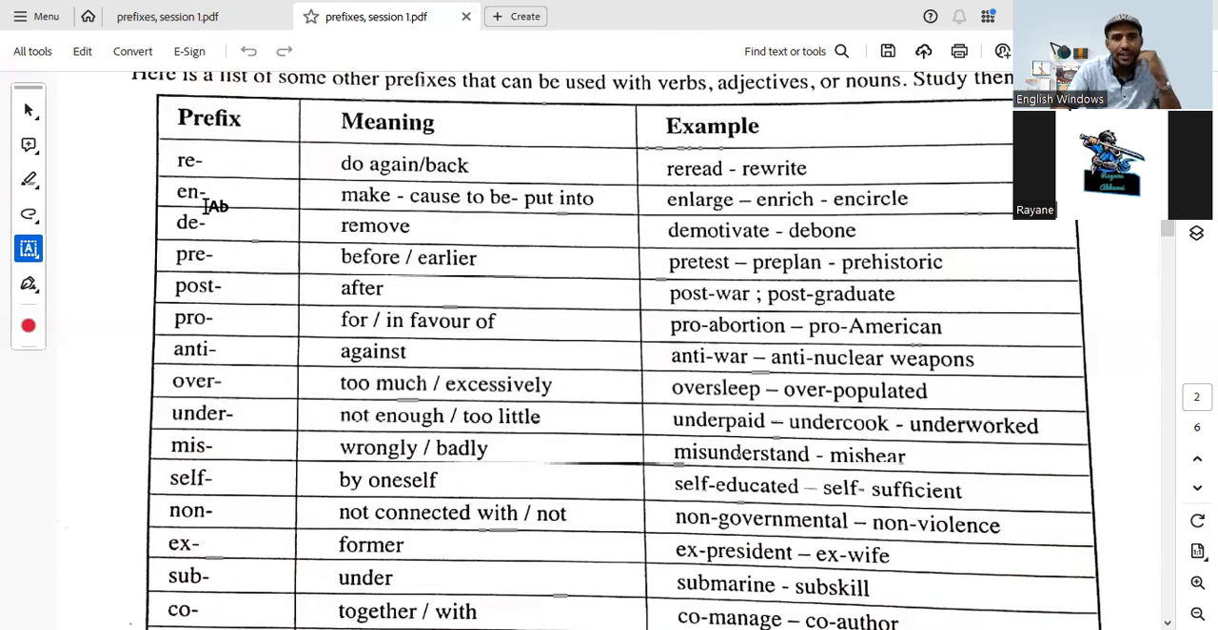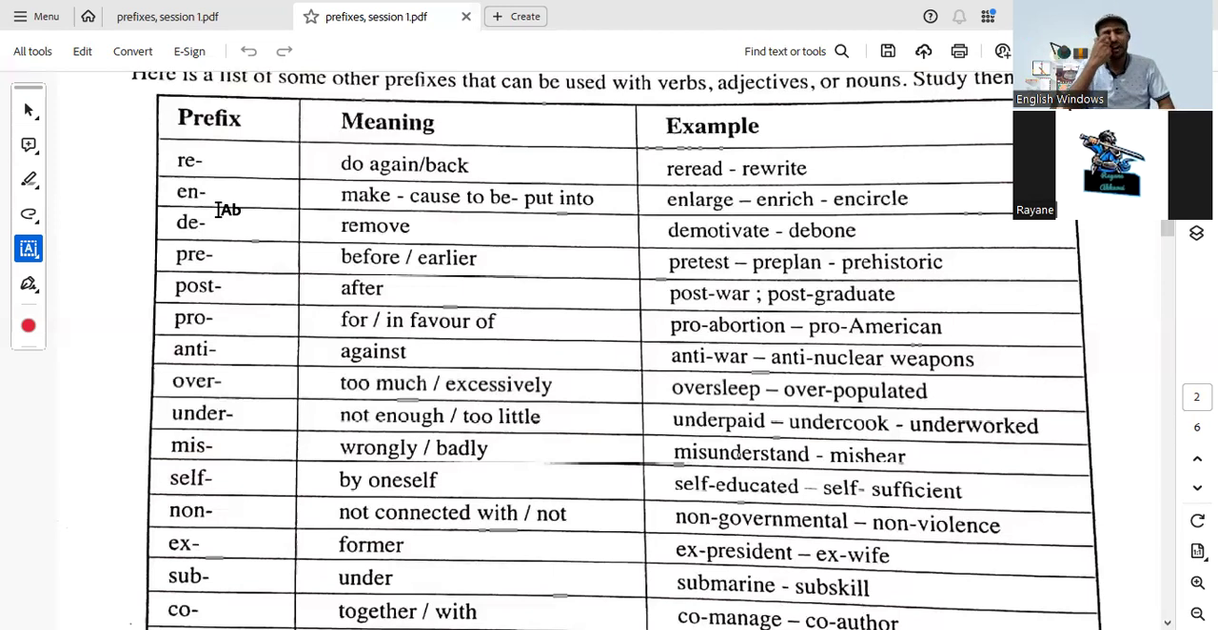Now, en. When you find this prefix added to a verb, it means you make something, or you cause to be, or you put into. As we said, enlarge. To enlarge something means to make it large. To enlighten something means to make it light, right? To make it light and clear. And to enrich, to make something rich, right?